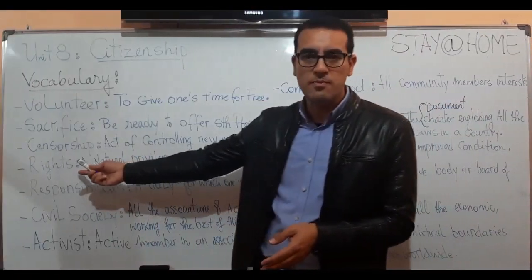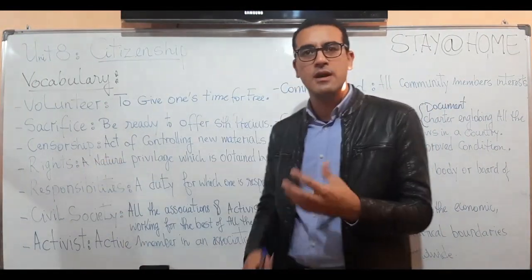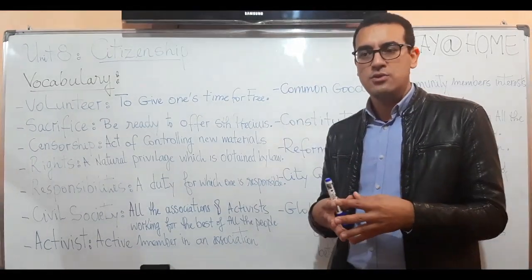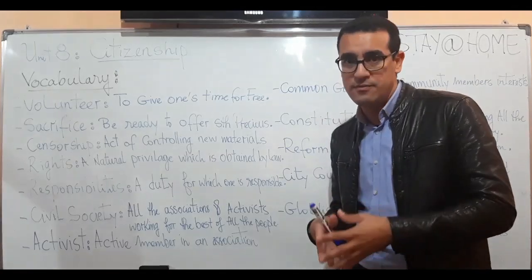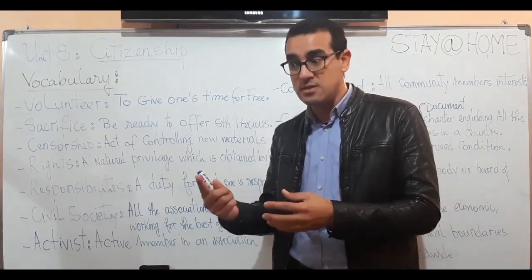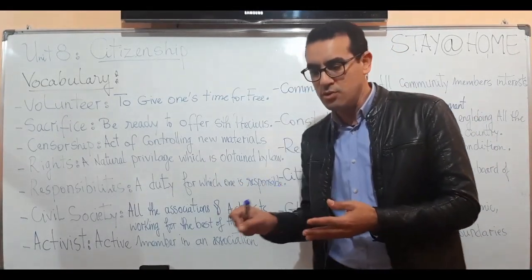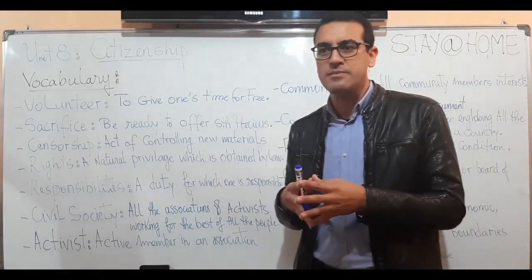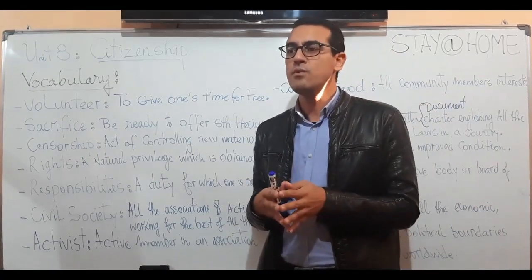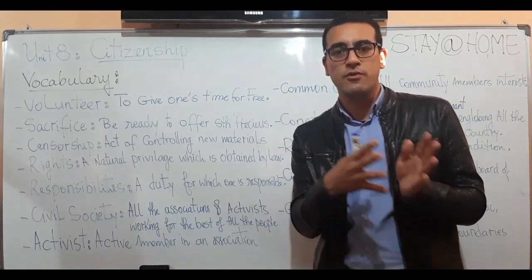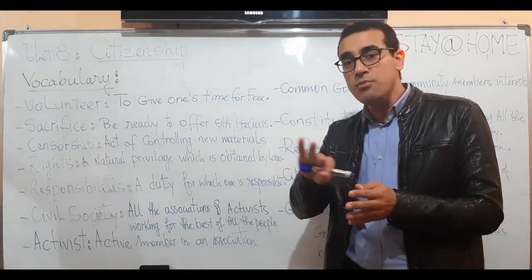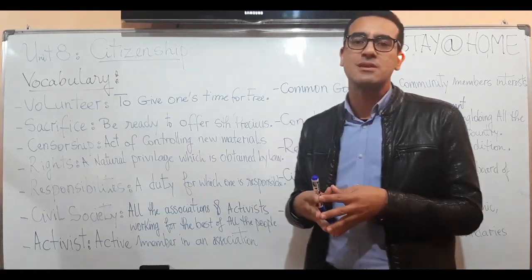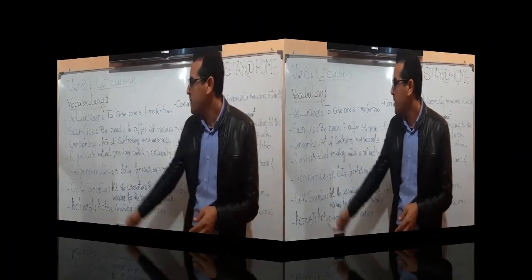We have censorship. It's the act of controlling. You try to control some new materials, especially books and films. The government tries to censor the new books and the new films, in case they have something which may hurt or harm the feelings of people in that country, and they remove it. Or they may remove something which is against the political system in that country.